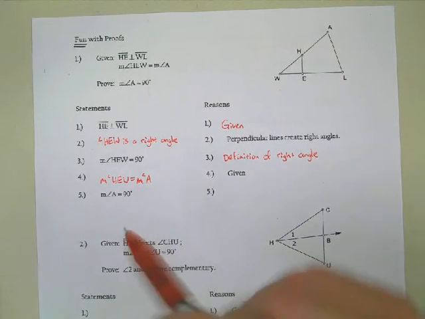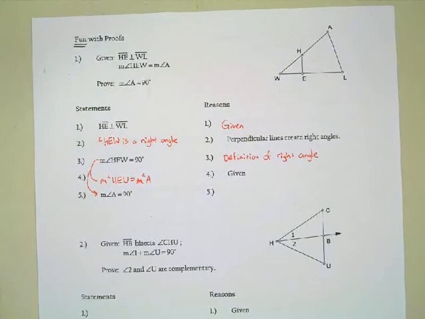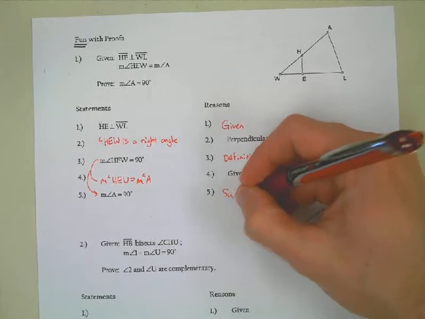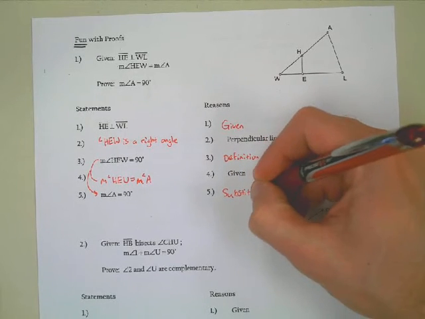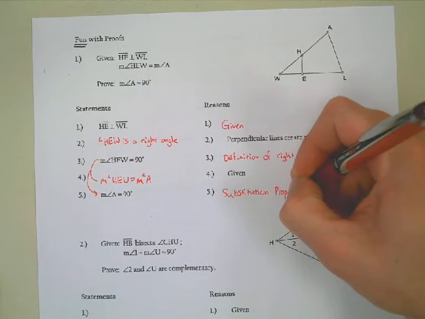So what kind of property may we be using there? Substitution. I would even give you transitive, but I think substitution is probably the more correct one here. So substitution. And voila, it's proved. Okay, substitution property.